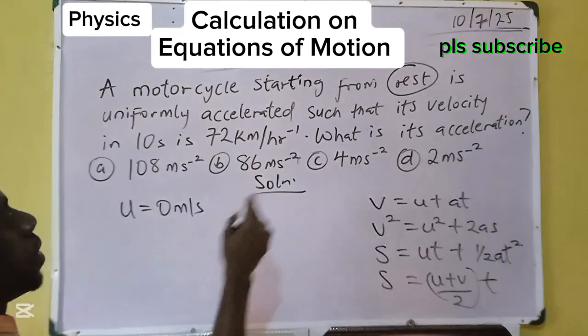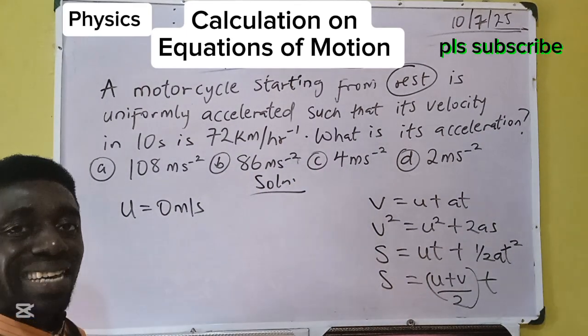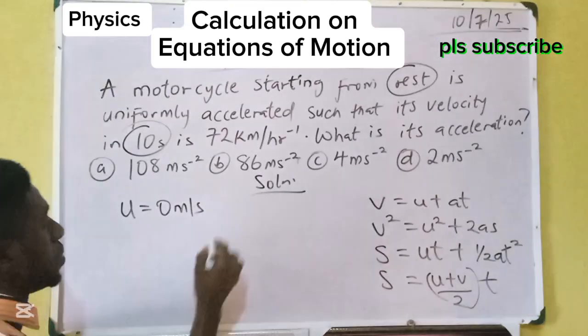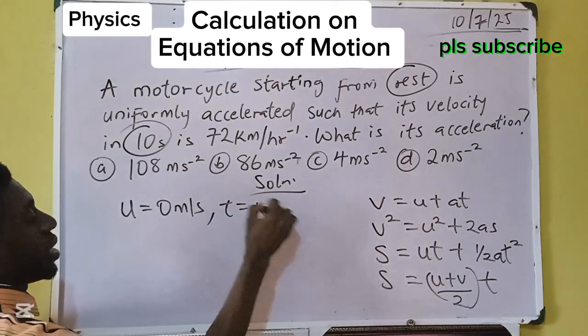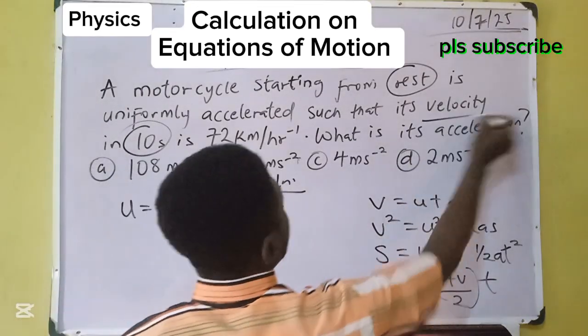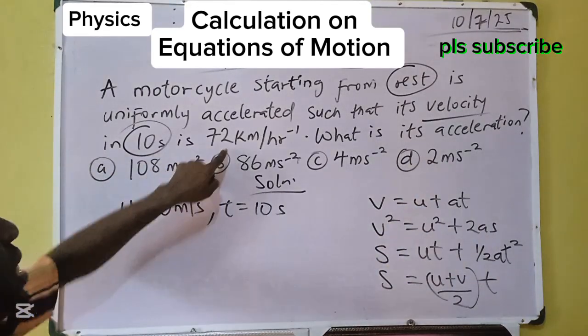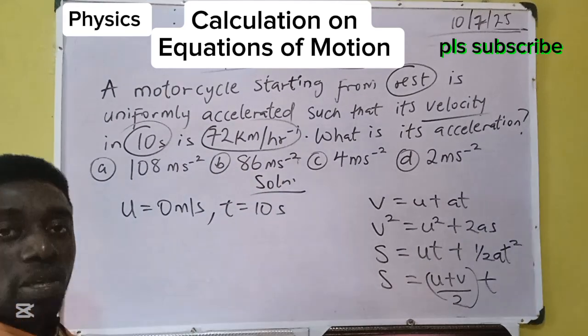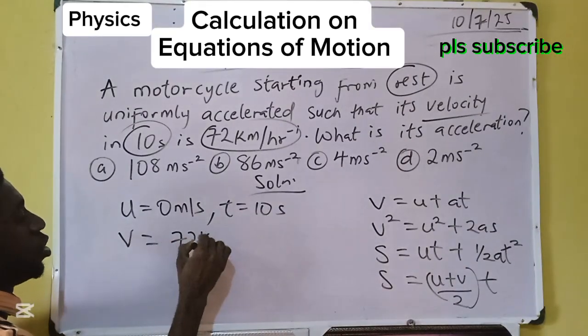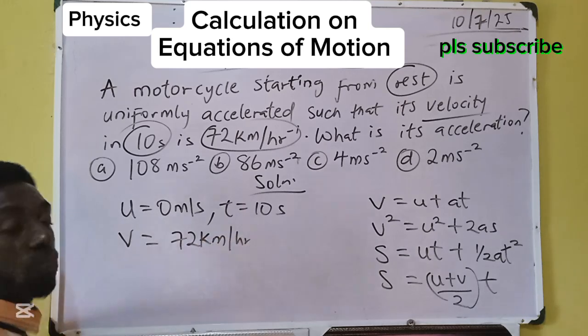Okay. Such that its velocity in 10 seconds. Something has been indicated here: time. T is equal to 10 seconds. Recall, such that its velocity in 10 seconds is 72 kilometers per hour. This is the velocity we are looking for, the final velocity. V is equal to 72 kilometers per hour.